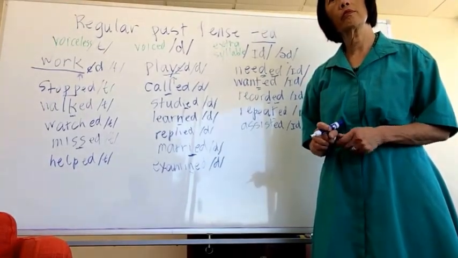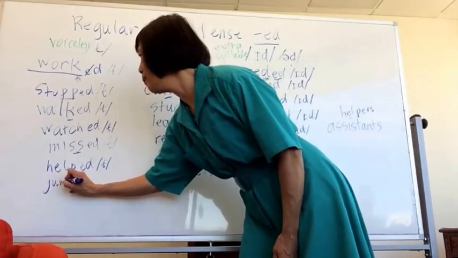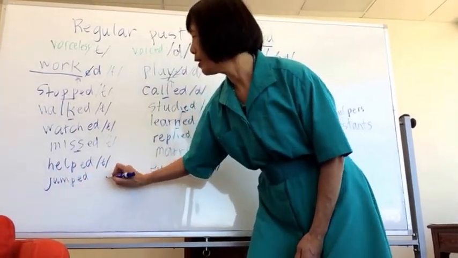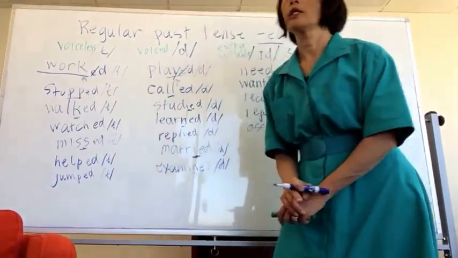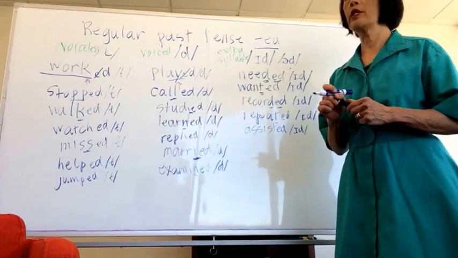Okay. How about the word jump? Jump, jumped. All right. So again, we have jump with the ed after the p sound. We have the word jumped.